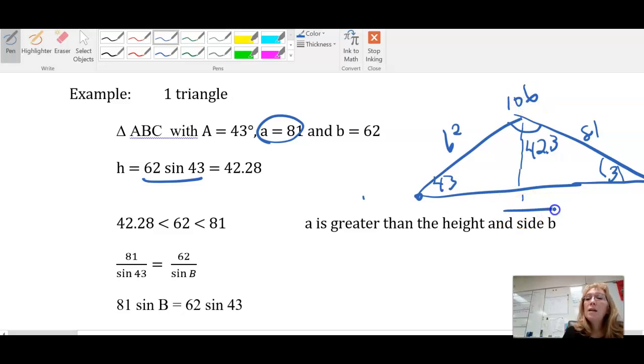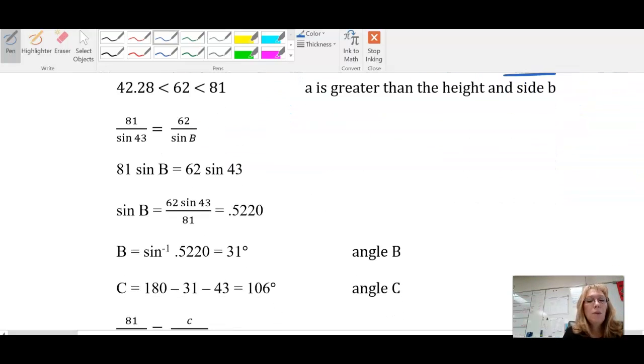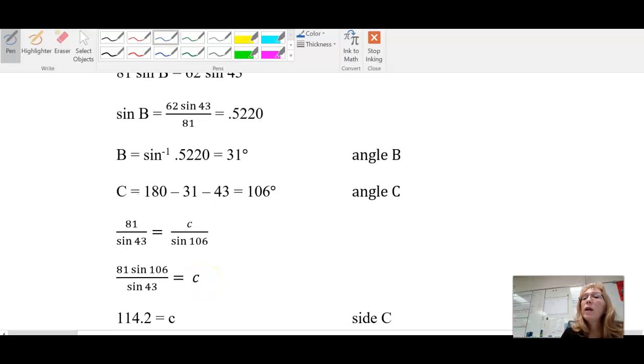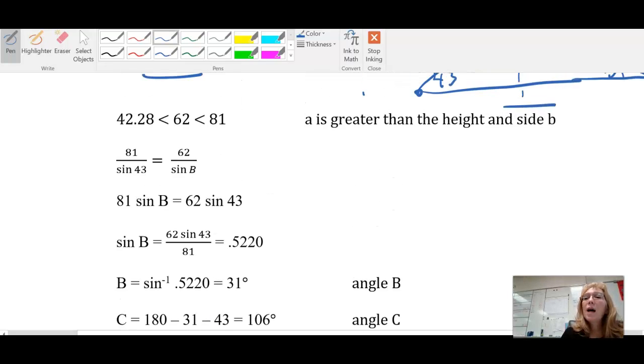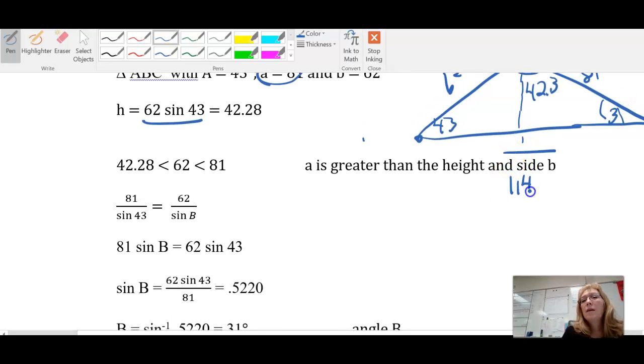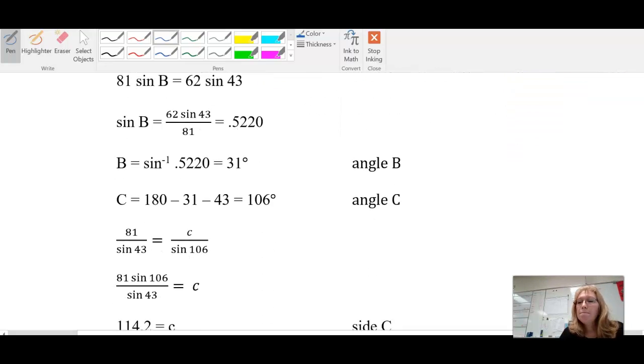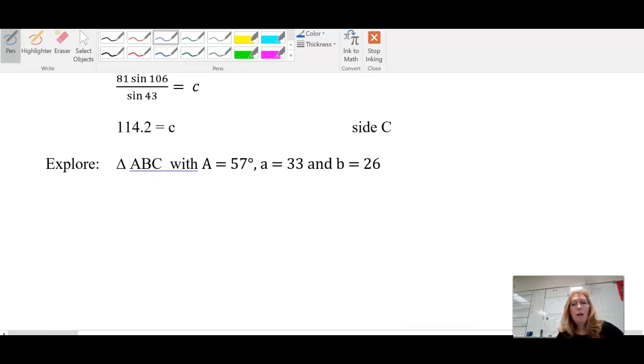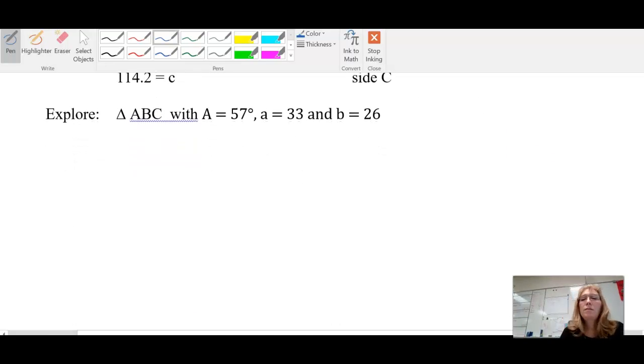Now we can find side C by law of sines again. Let's do 81 over sine of 43 equals C over sine of 64. Do our math, and we get 114.2, which is side C. And we're done. Those are quite interesting. Not as much work as the double ones. All right, pause and try yours.